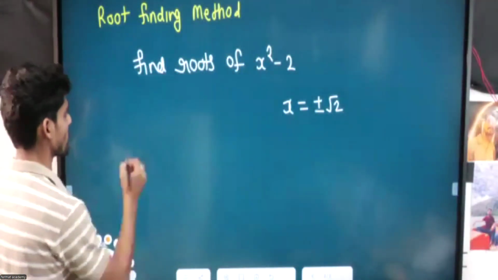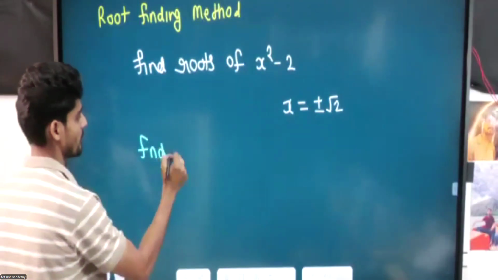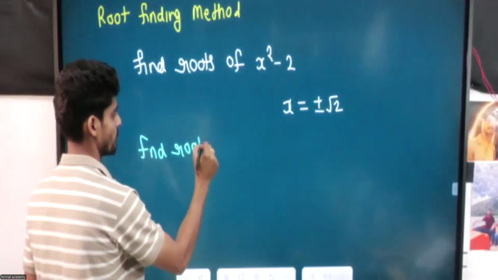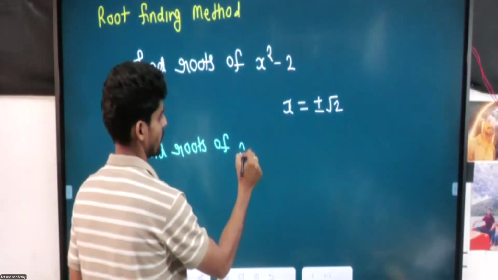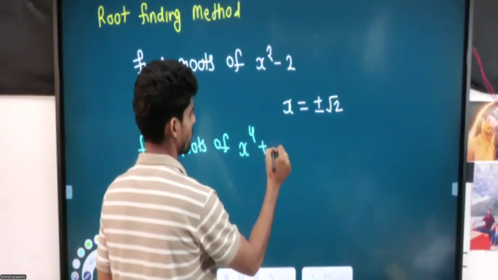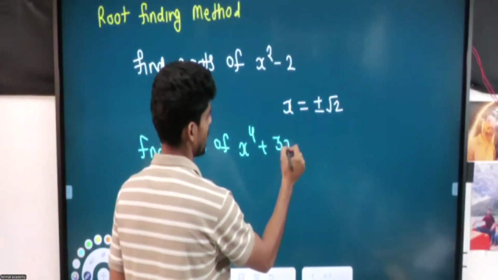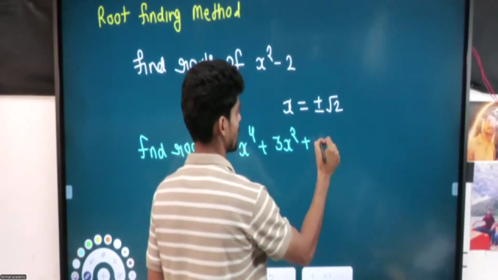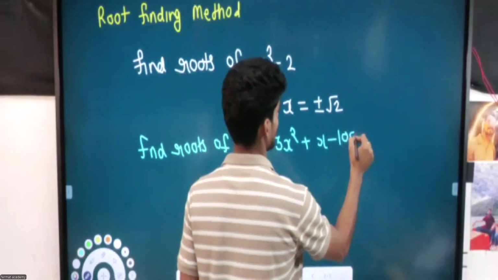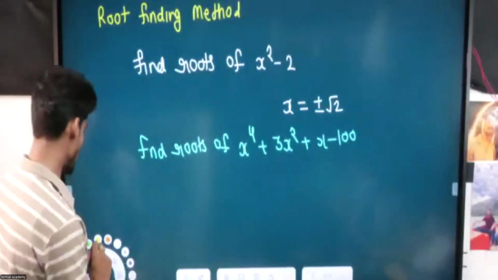But suppose I ask you: find the roots of x to the power 4 plus 3x square plus x minus 100. Or let me make it more complicated.